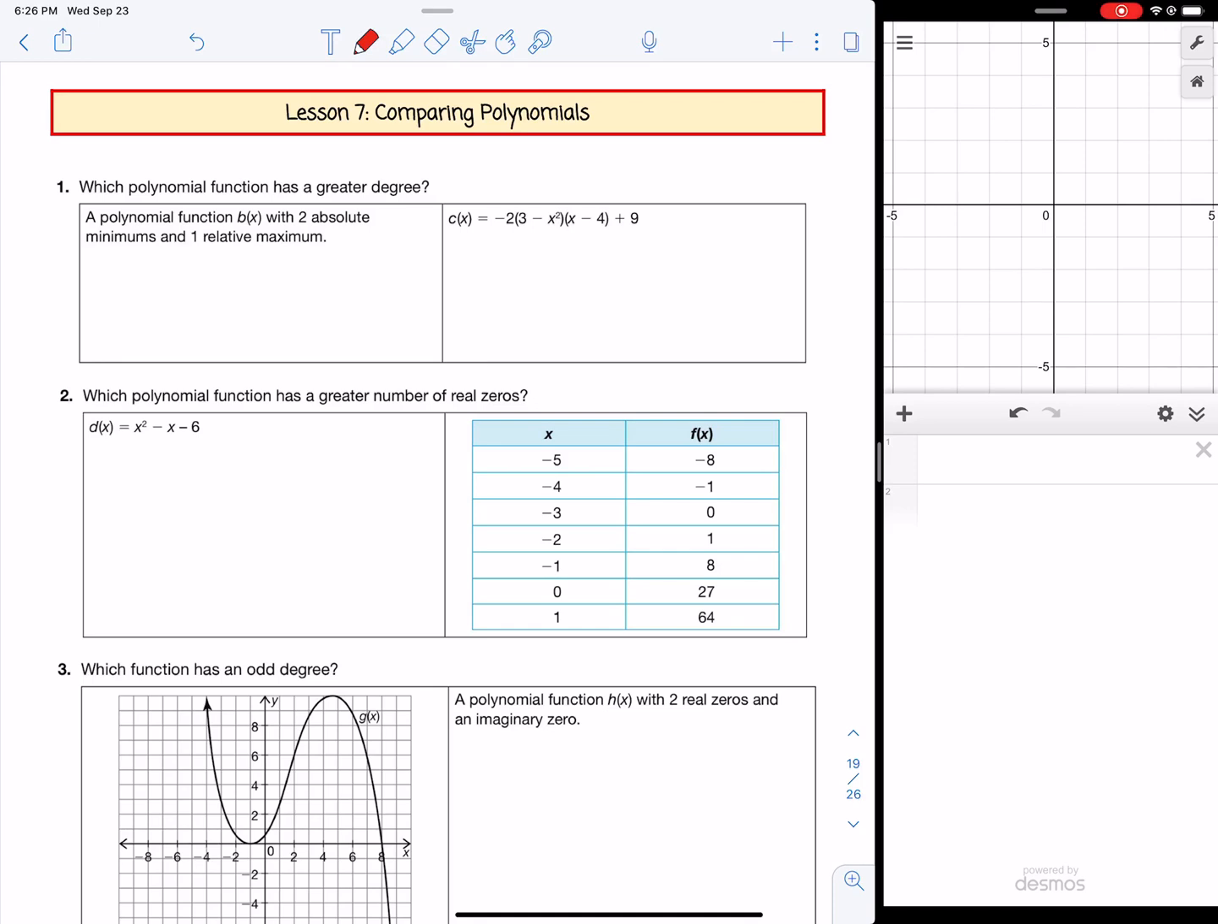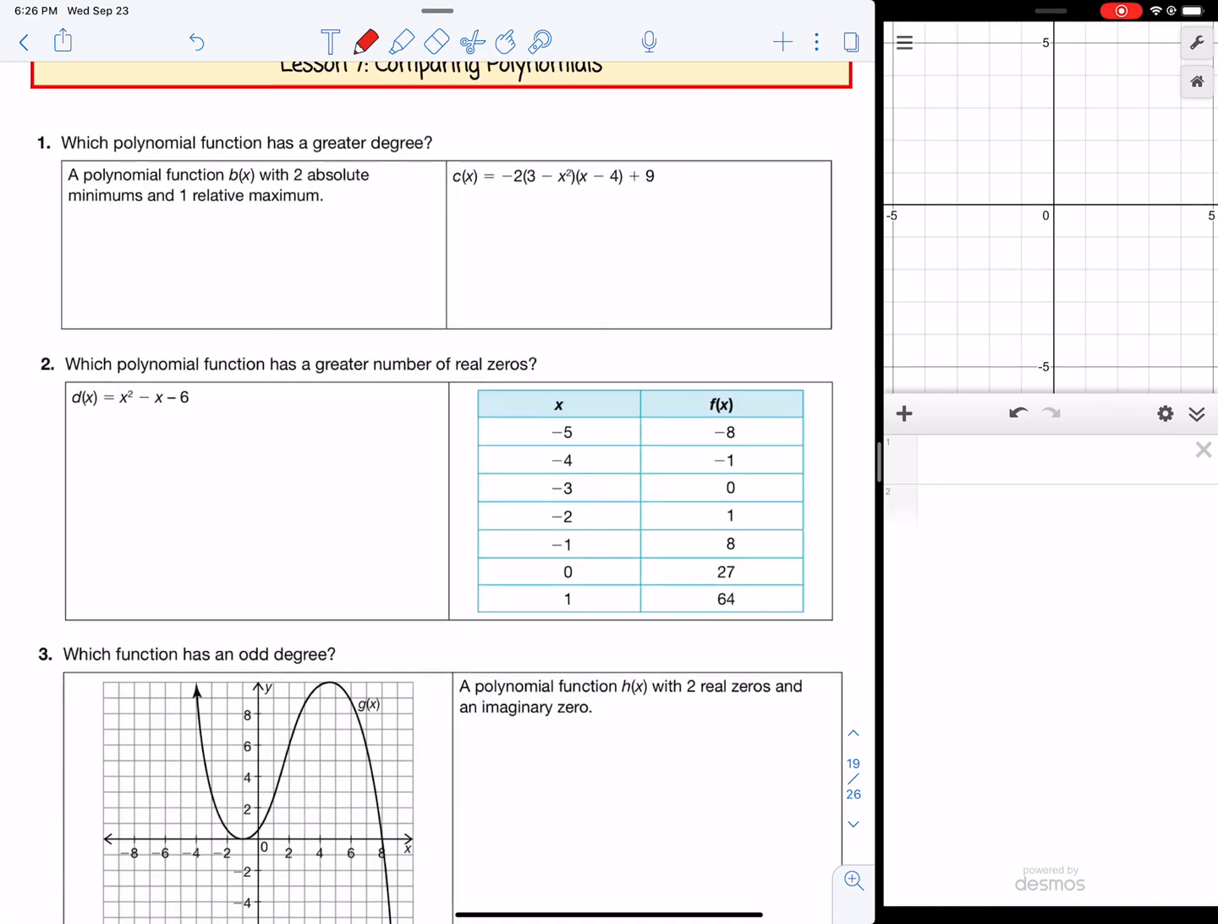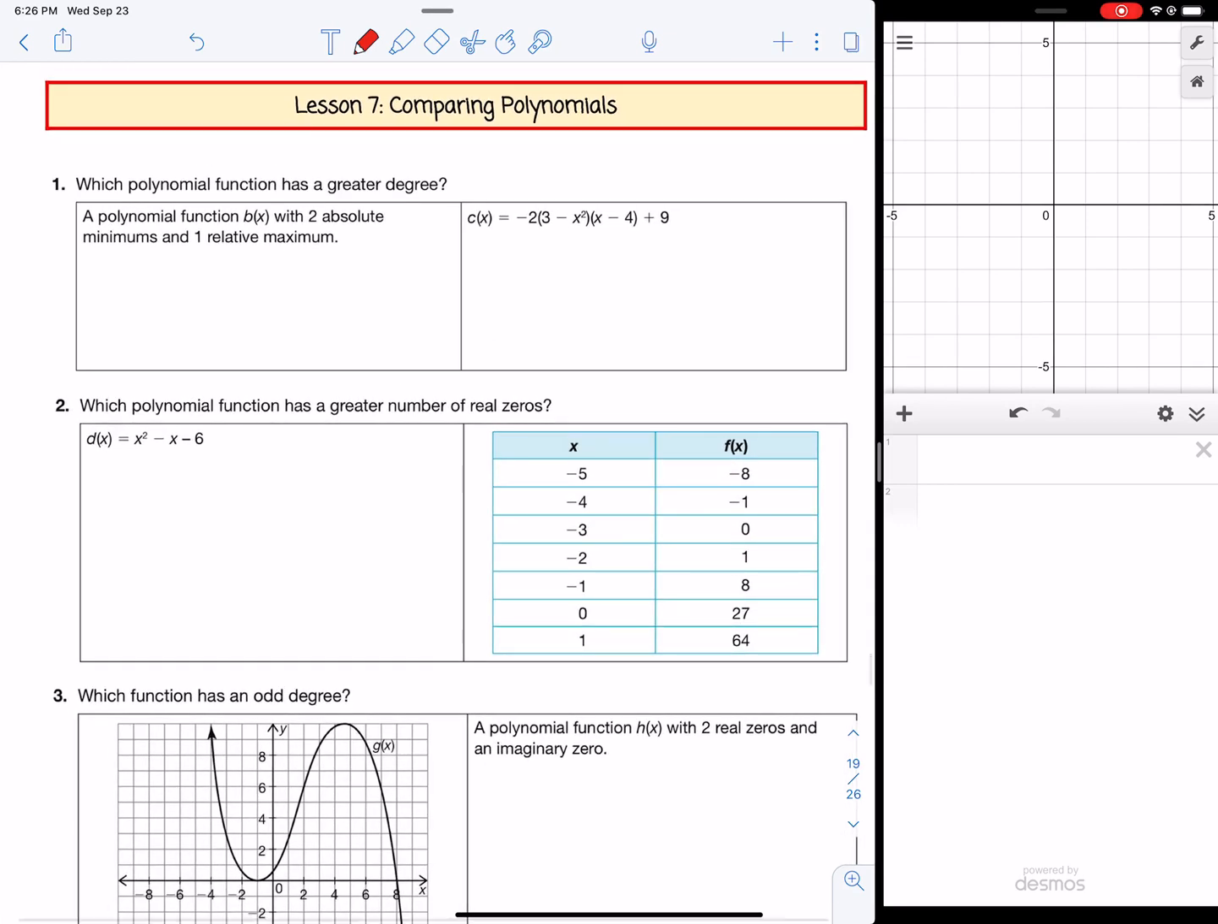In this video, we're going to take a look at a few examples of comparing polynomials. So number 1 says, which polynomial function has a greater degree? The first option is a polynomial function b of x with 2 absolute minimums and 1 relative maximum. So visually, it would look like a W because you would have 2 absolute minimums and 1 relative maximum.